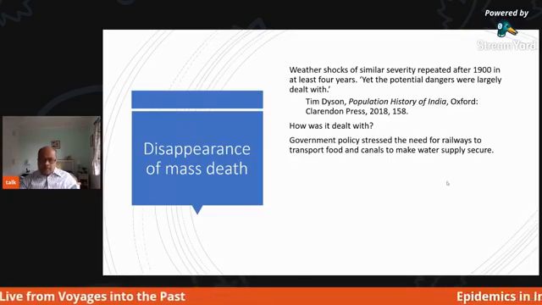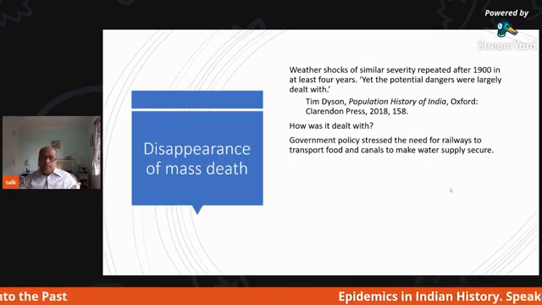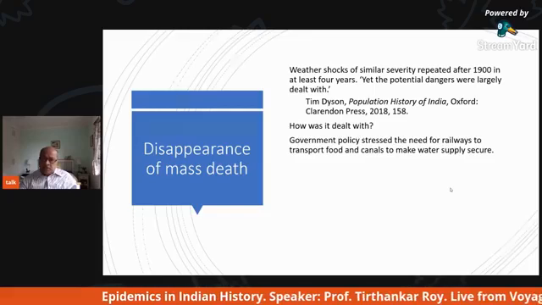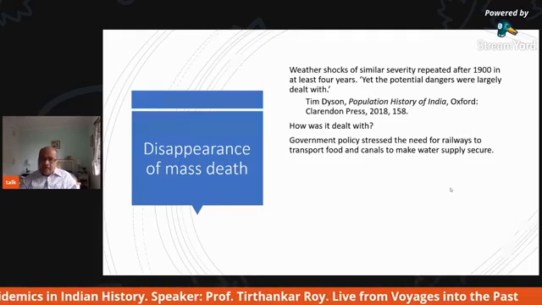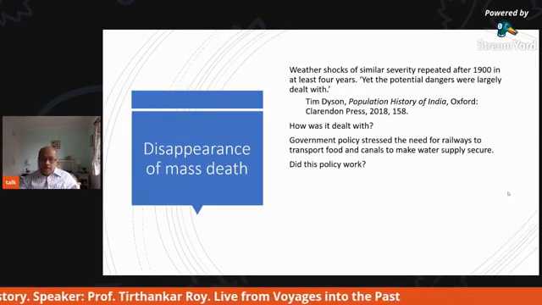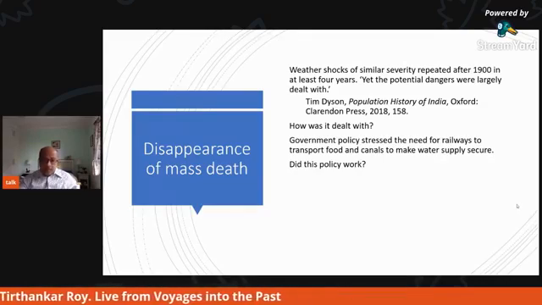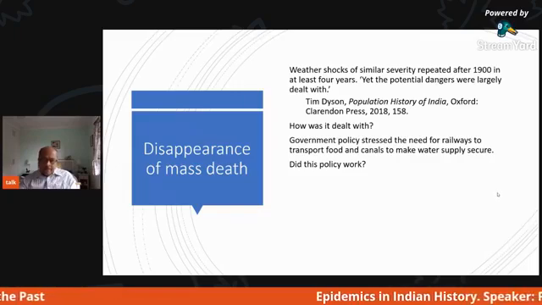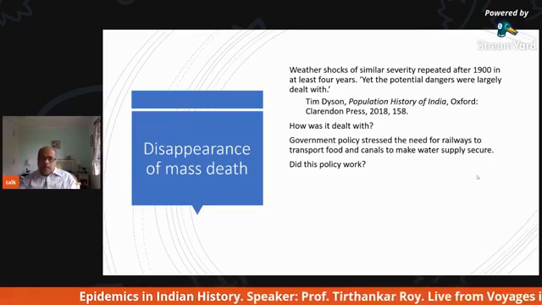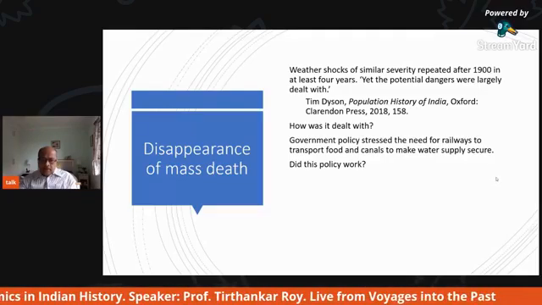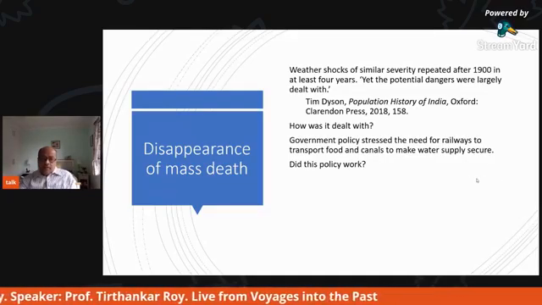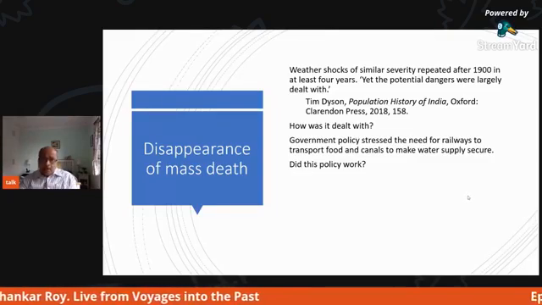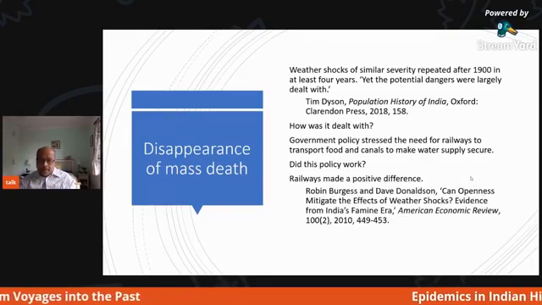Now, the solution that was proposed was that you need railways so that food could be transported from other surplus regions, and canals to make water supply in the drier season secure. These two recipes, railways and irrigation, were tried in several parts of India, with or without a famine-related reason for it. But did this policy work in the Deccan Plateau? Is that why the potential dangers were largely dealt with?